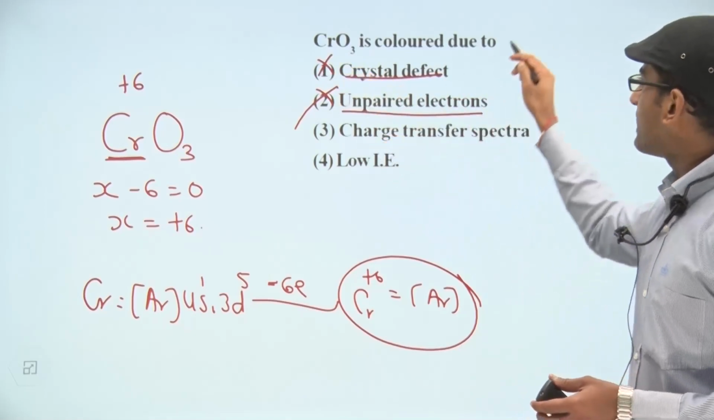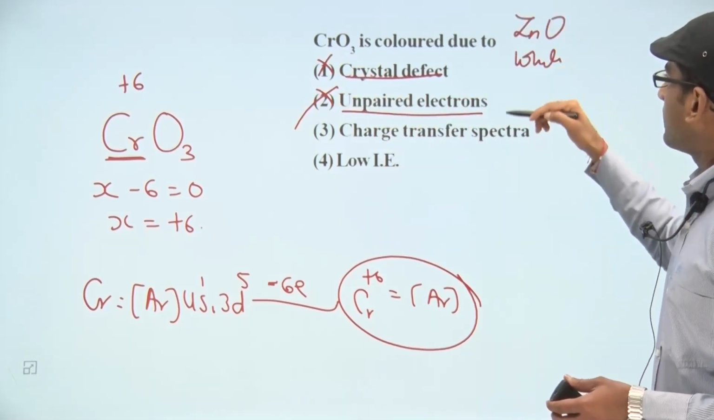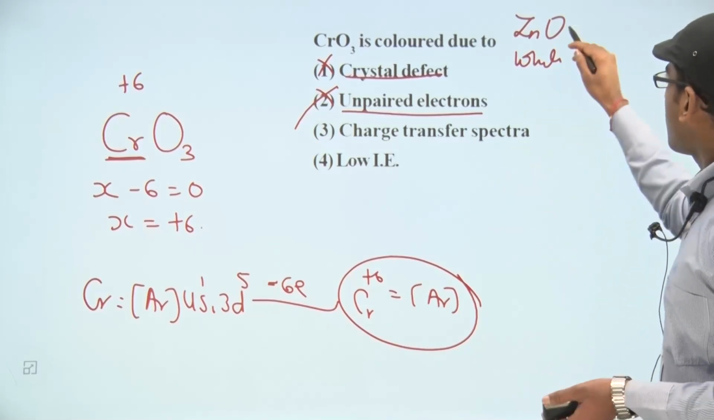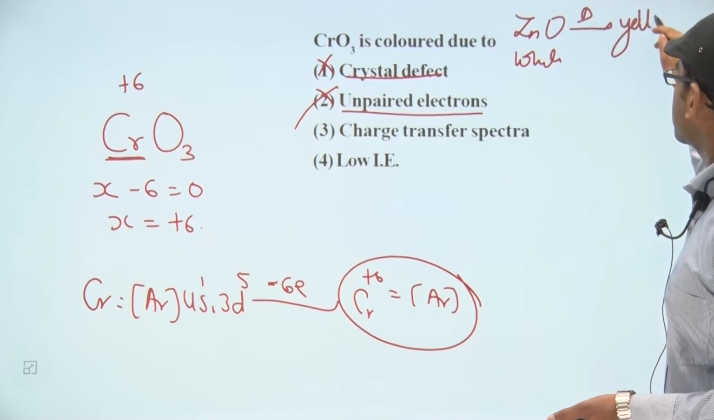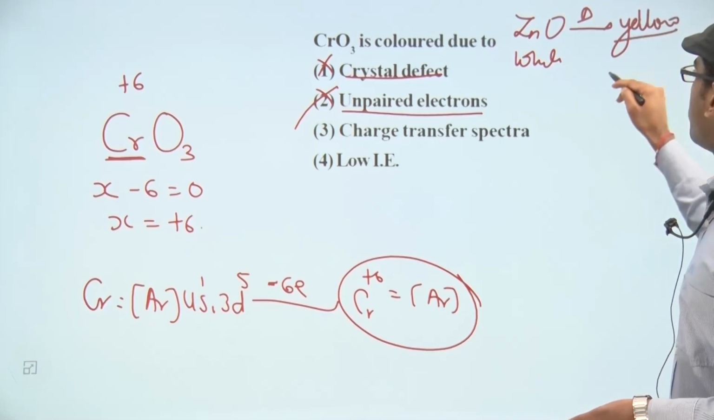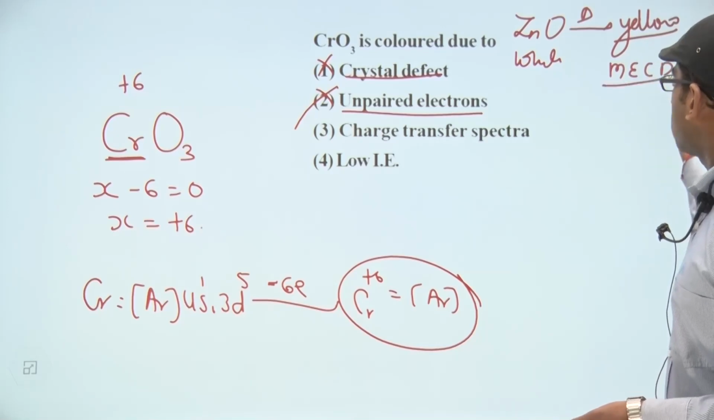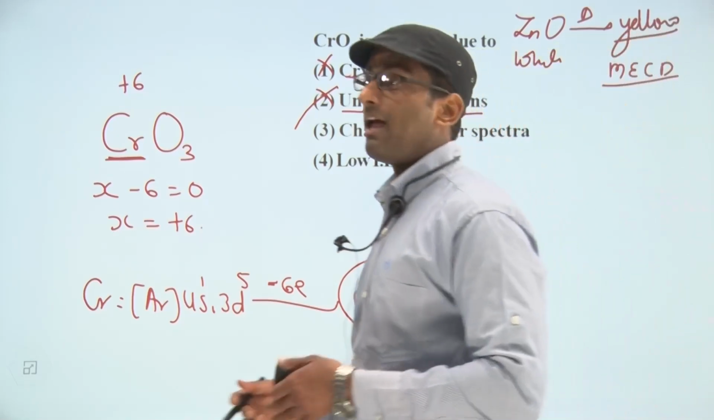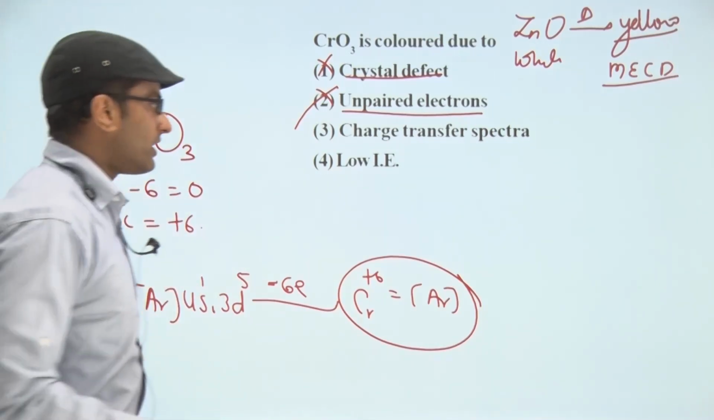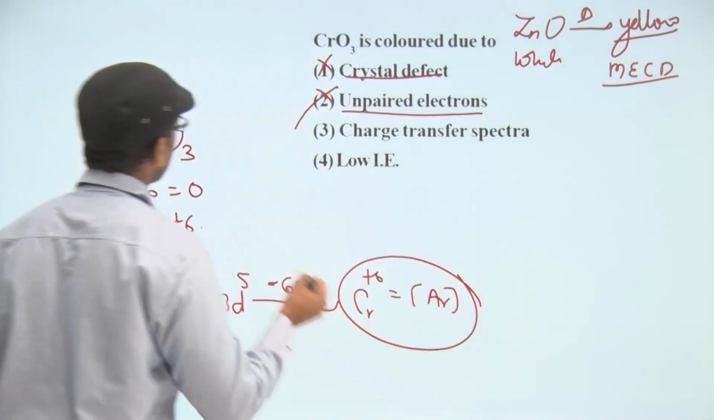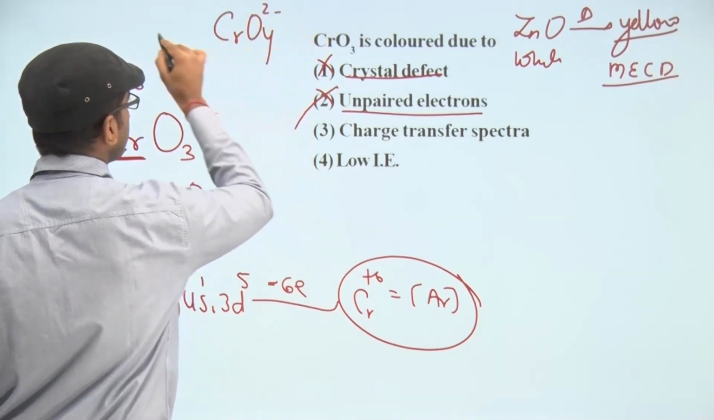Yes, of course, ZnO is white. No unpaired electron is present. So on heating, it converts into yellow. This is the crystal defect, the metal excess crystal defect. But here in this case, it is not only this; chromate is yellow in color.